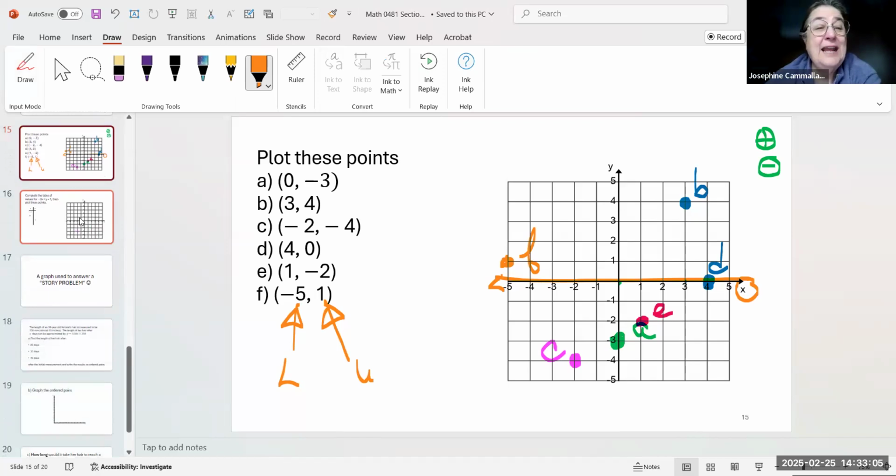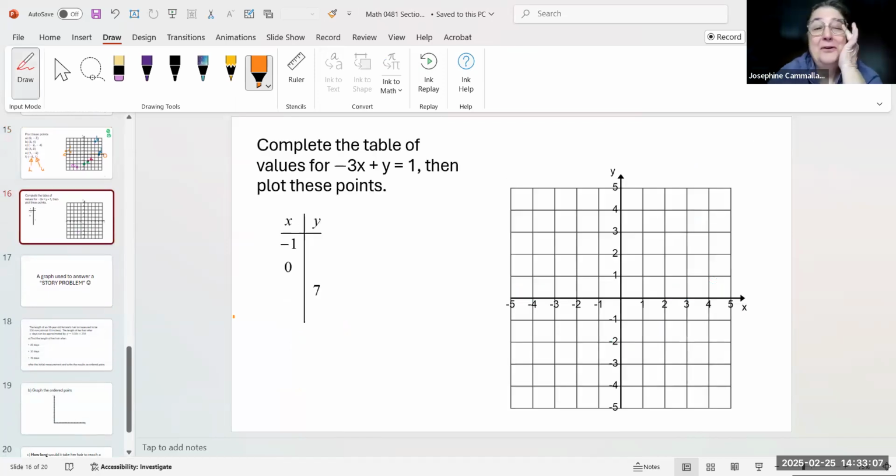Okay. Now, this one. Now, this is going to put everything we've done together. We are going to create a table of values, and we're going to plot these points. Now, I'm going to let you know that this is one of the longest ways to graph. But remember, as I mentioned earlier, we always do the long way first. Okay?